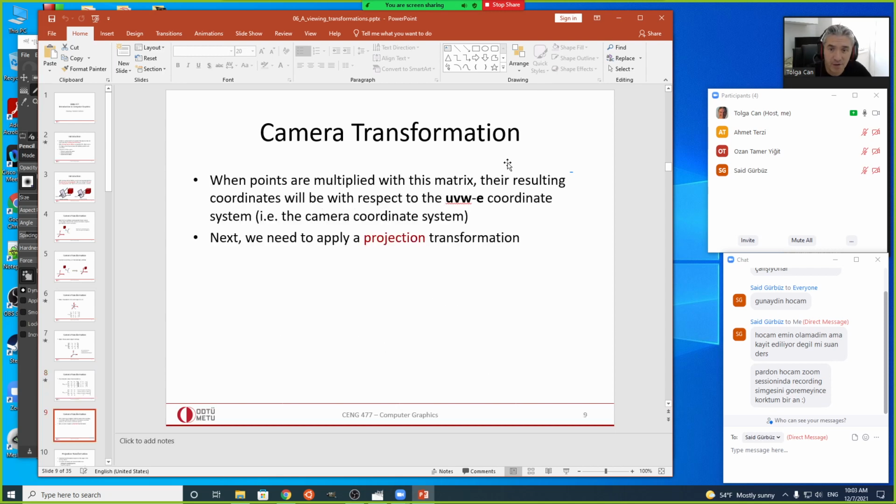It's complete now. When you have any vertex of an object over the world coordinate system and you multiply it with this matrix, the resulting coordinates will be with respect to the UVWE coordinate system, which is the camera coordinate system. And this will make your camera at 0, 0, 0, and you're looking at -1.